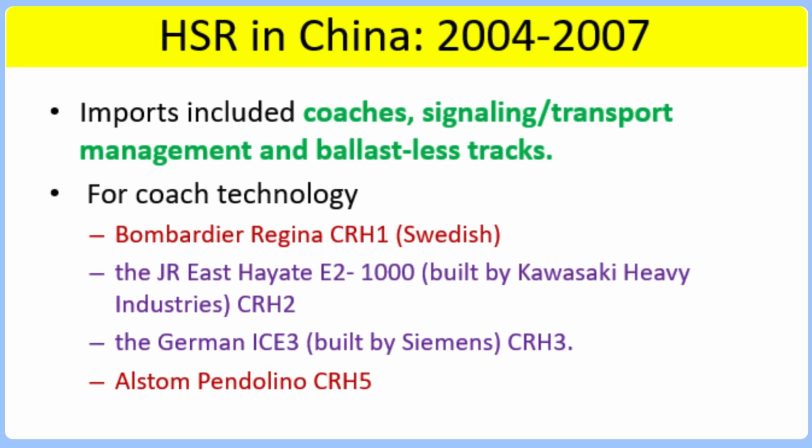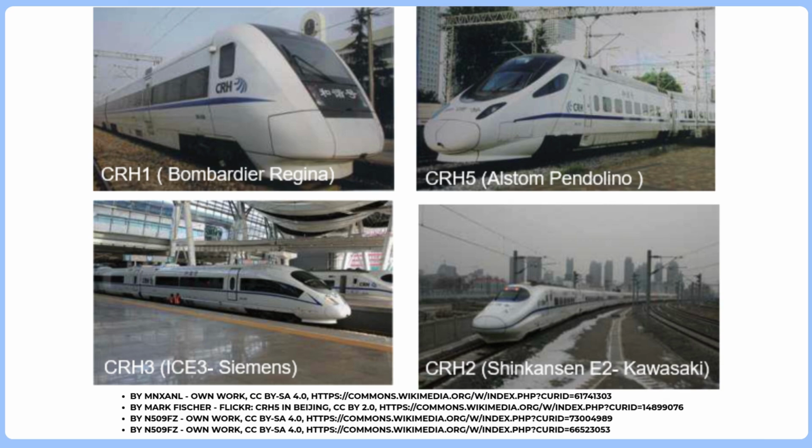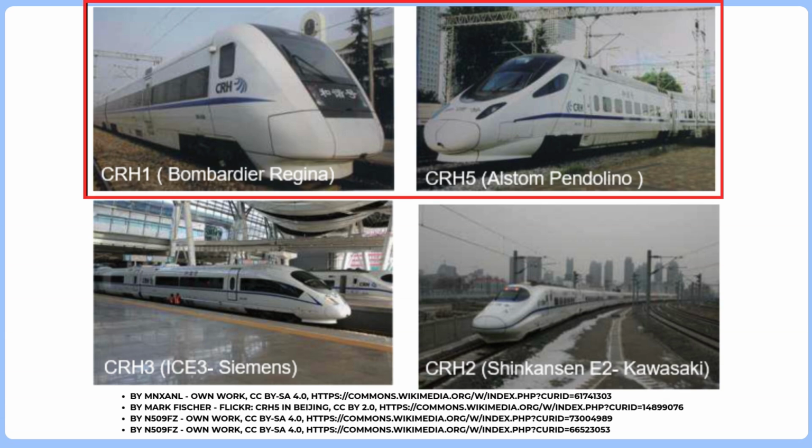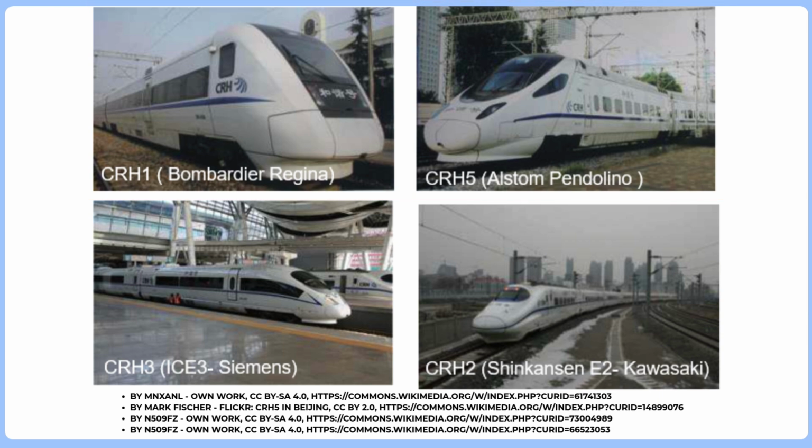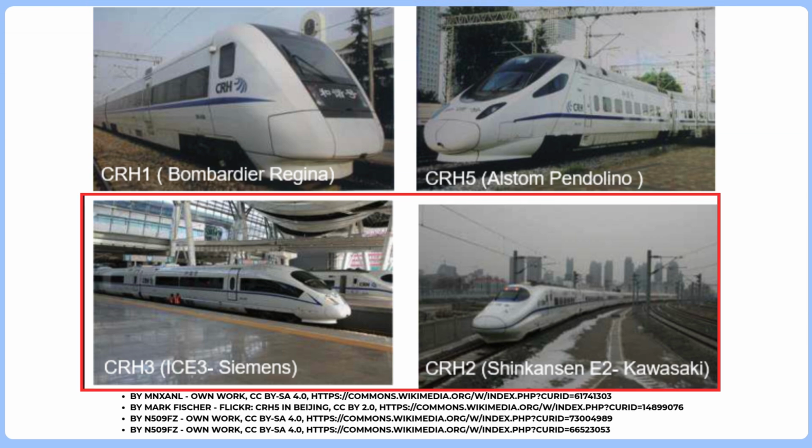CRH-1 and CRH-5 were the basis for developing medium-speed train sets. CRH-2 and CRH-3 were the basis for developing high-speed train sets of Chinese origin, the CRH-380 series. Their method involved modifying the designs to suit Chinese needs in areas such as body width and interior fittings. These are the images of medium-speed CRH-1 and CRH-5 trains, and high-speed CRH-3 and CRH-2 as well.